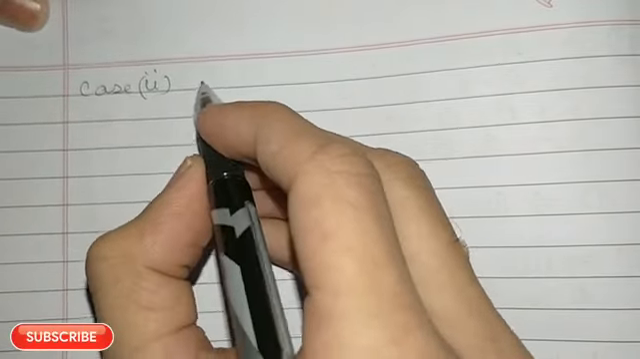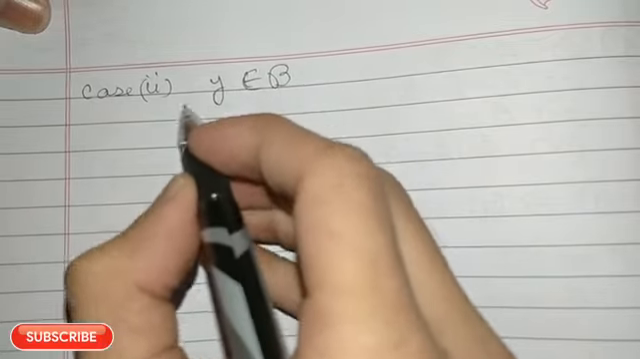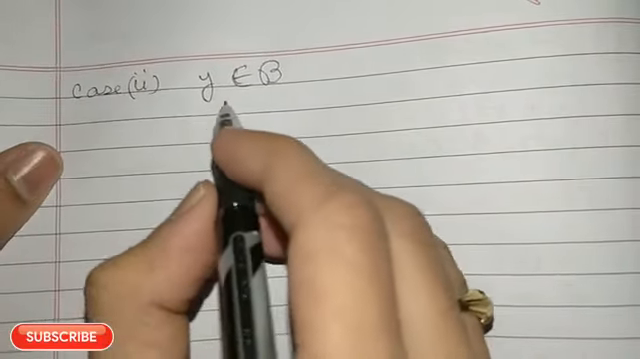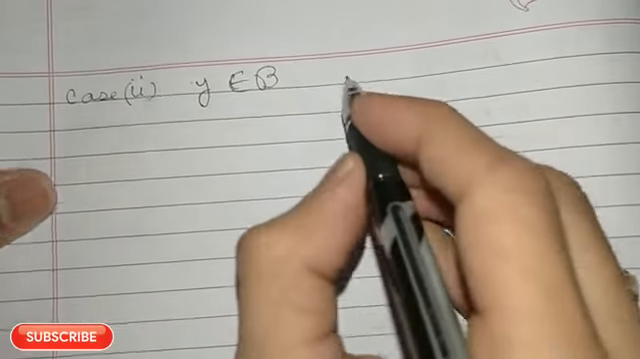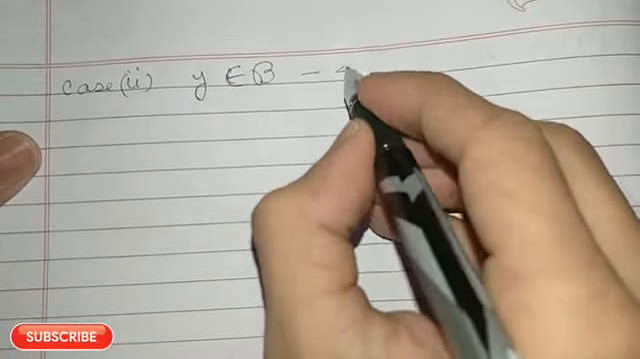Okay, so what is case 2? Y belongs to B, okay? Now what we got? See, we directly got what we want, right? If we call this as 4, okay?